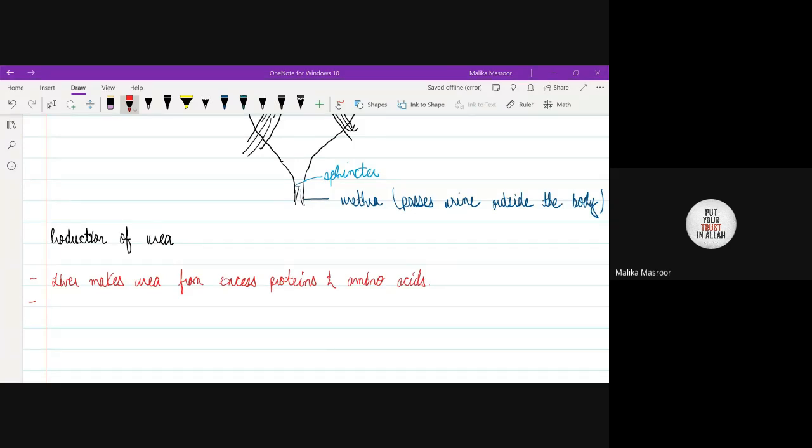So basically, what exactly happens? The food that contains carbohydrates, lipids, and proteins is taken into the alimentary canal, right? Obviously, because when you eat, it goes to the alimentary canal. Protein molecules are broken down into amino acids. We discussed this in the digestion chapter. So amino acids are absorbed into the blood, and they're taken to the liver via the hepatic portal vein.